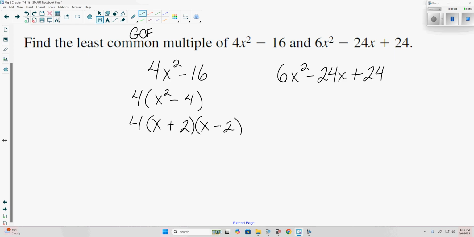Now we'll look at factoring the second one, our 6x squared minus 24x plus 24. Here, there's a greatest common factor of 6, so we can take 6 out of all three terms. When we take 6 out of 6x squared, we're left with x squared. When I factor the 6 out of 24x, we have minus 4x. Plus, when we factor the 6 out of 24, we have 4.